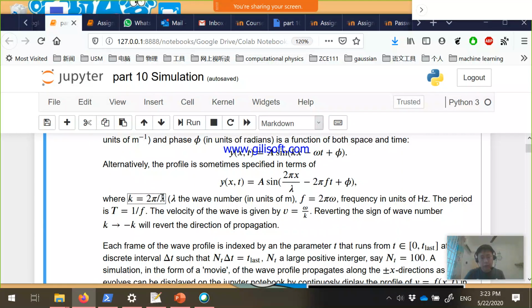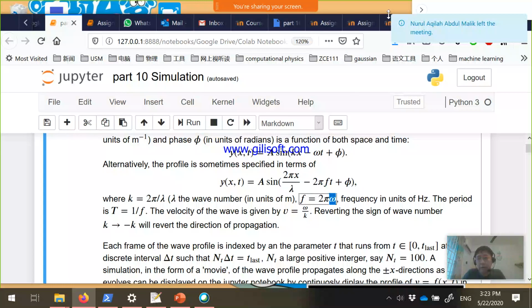When you say wavelength, you are referring to lambda. When you say wave number, you are referring to k. But k and lambda are related. The other very important quantity is the frequency. So frequency could be expressed in terms of just the frequency f or the angular frequency omega.